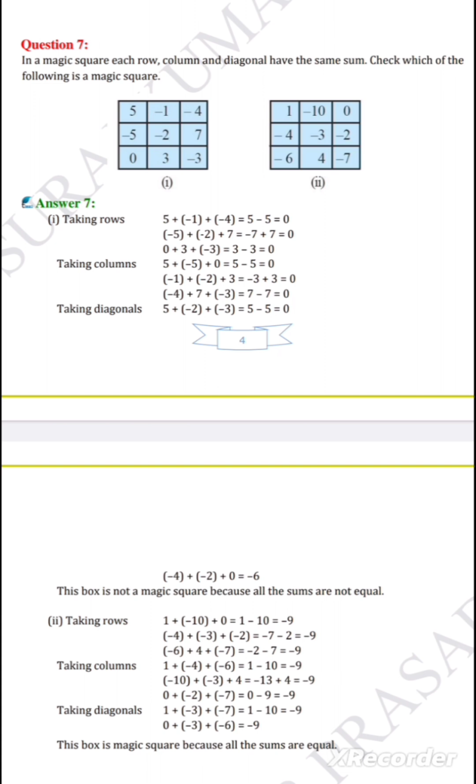0 plus minus 2 plus minus 7 is equal to minus 9. And taking the two other diagonals, 1 plus minus 3 plus minus 7 is equal to minus 9. 0 plus minus 3 plus minus 6 is equal to minus 9.